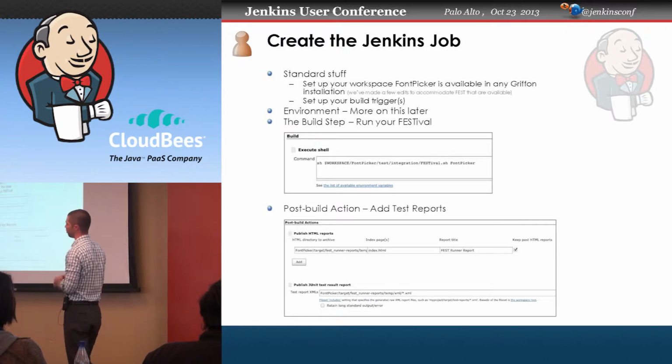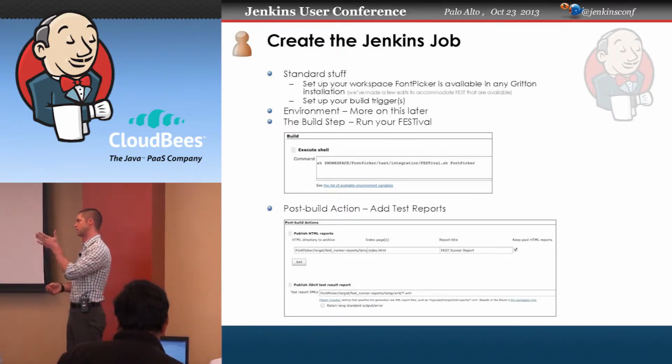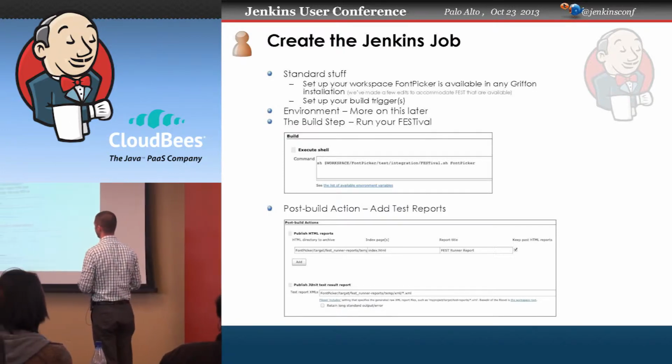and in this case we're using an example where we only put one parameter, which is just the name of the class, so font picker. So if you were to run Griffin test app integration font picker, it's going to run through all of those tests that we created in that class.